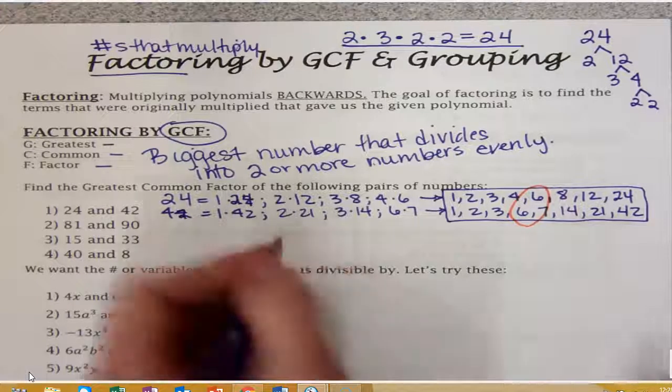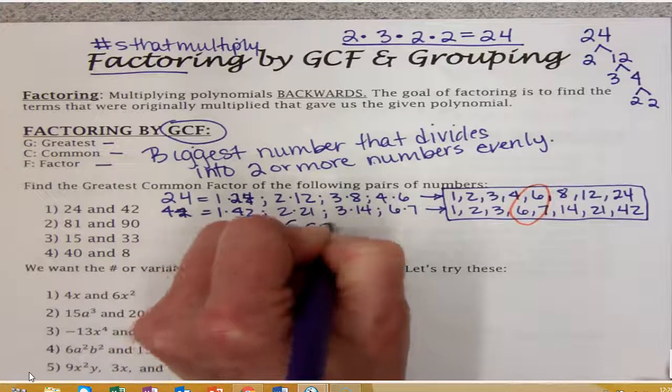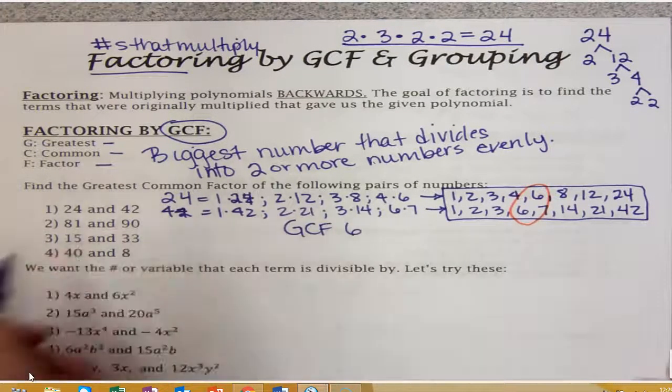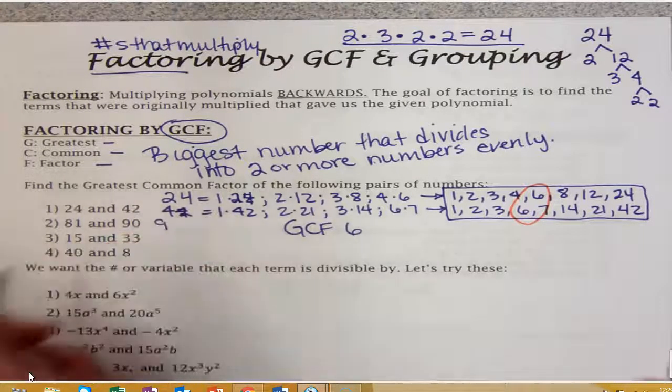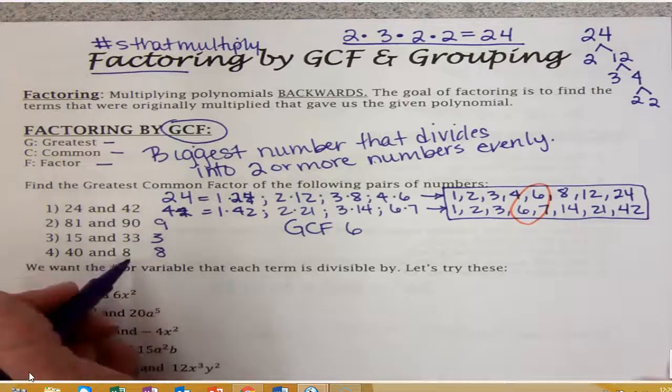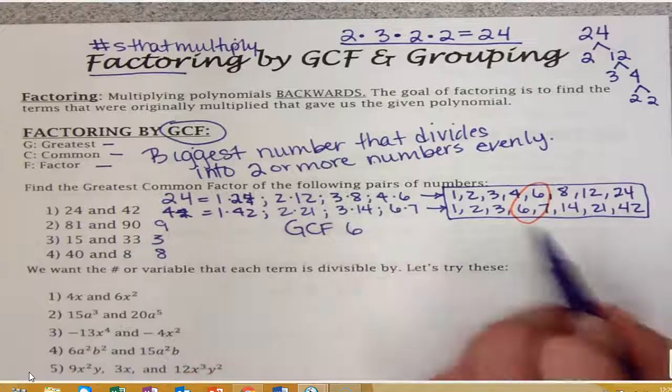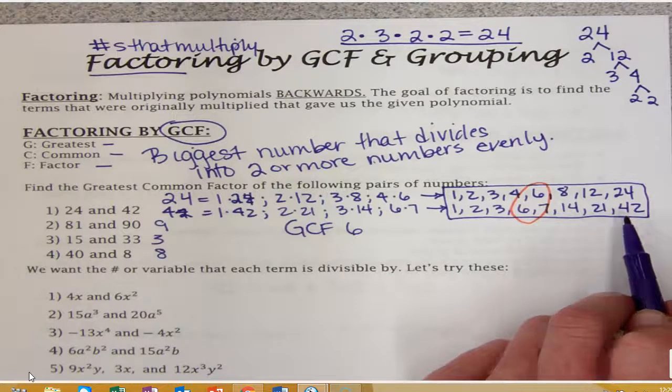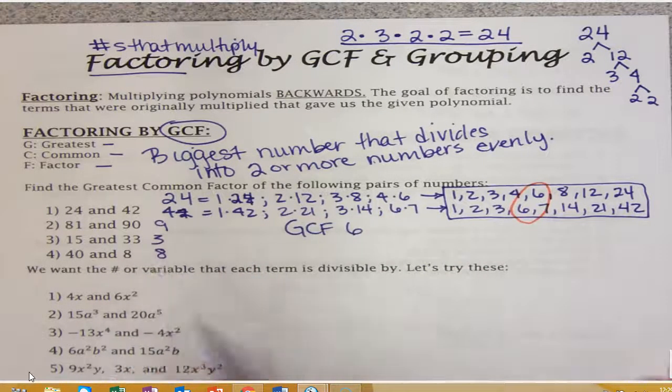So my GCF would be 6. In 81 and 90, it would be 9, 15 and 33, 3, 40 and 8 would actually be 8. Okay, if you don't understand how to get those, work out all your factors, line them up, and compare and see which one is the biggest one that can go into both of those evenly.